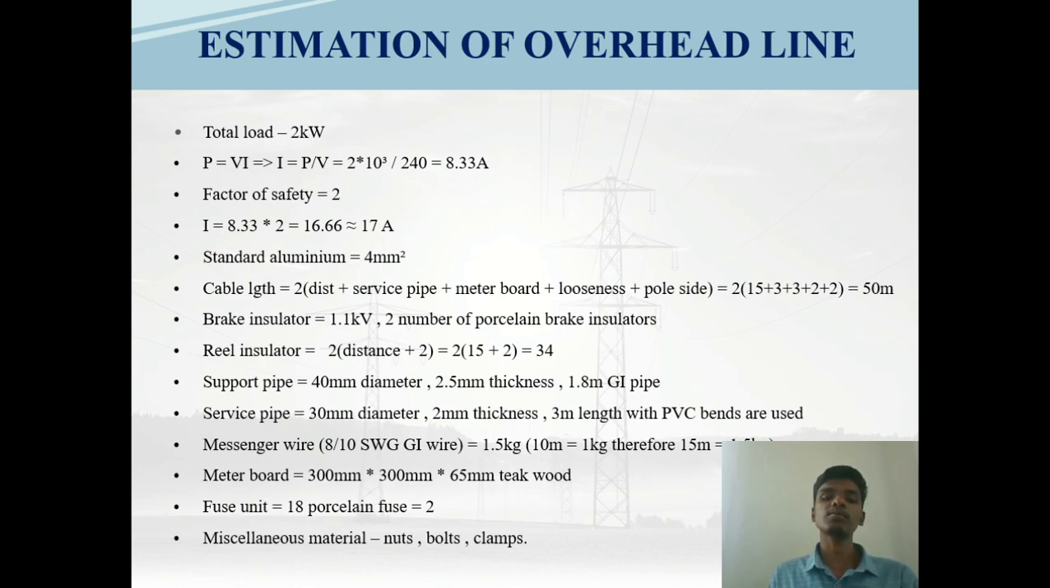Support pipe: 40 mm diameter, 2.5 mm thickness, 1.8 meter GI pipe is used as the support pipe. A 30 mm diameter, 2 mm thickness, 3 meter length PVC bend was used. Messenger wire 1 kg was used. Meter board of 300 mm by 300 mm by 65 mm teak wood board was used. Fuse unit: 16 amp porcelain fuse, two numbers are used. Miscellaneous materials.